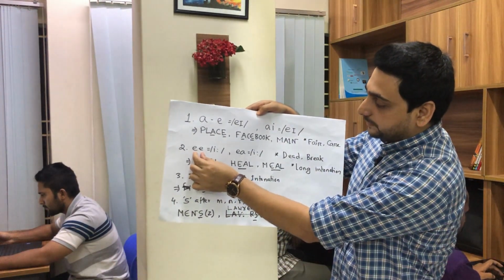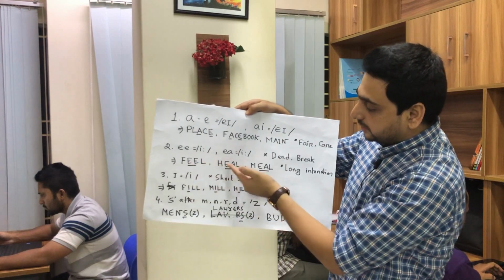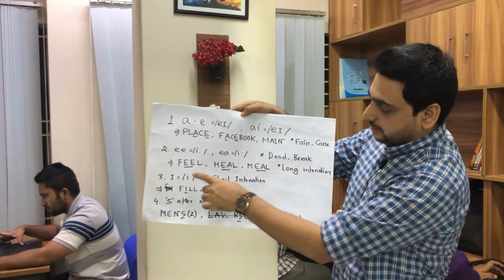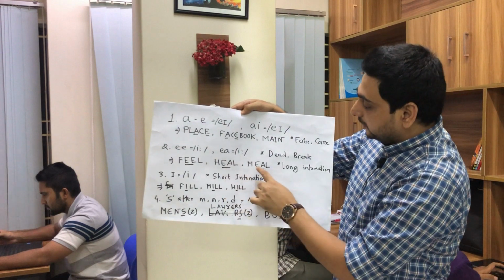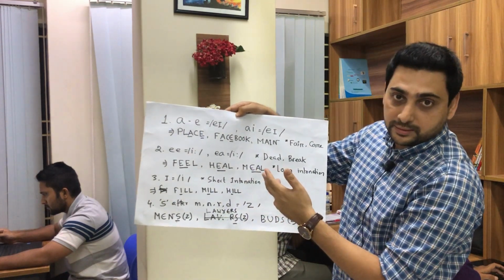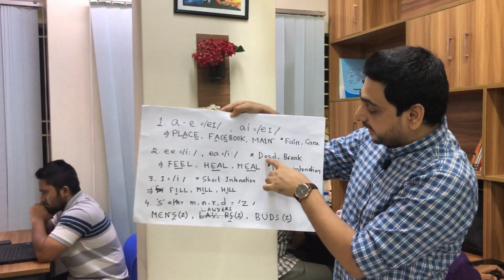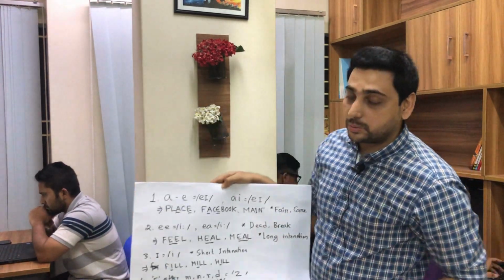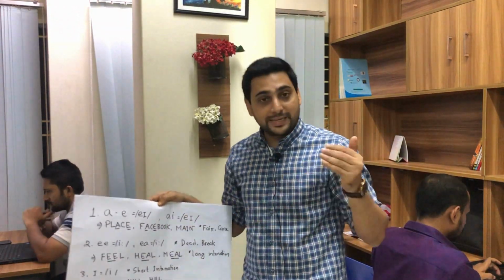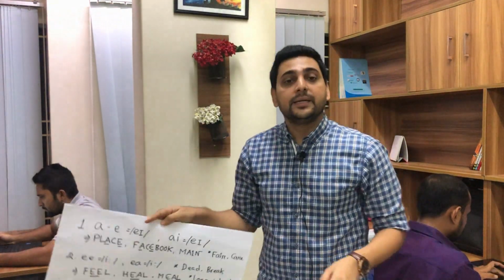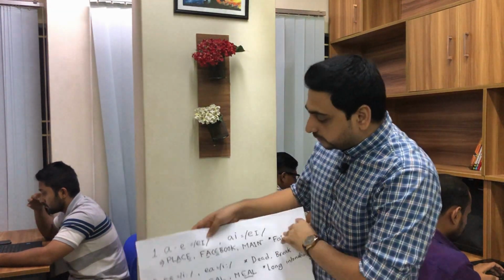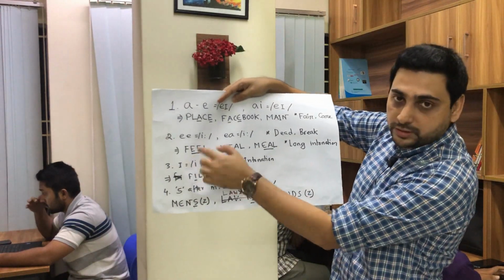If there is double E in the middle or EA, the intonation is long intonation. Feel, heal, meal. You cannot say fill. That's a short intonation. Exceptions are there always, like words like dead, break, they don't come with the sound E. But whenever you have a E sound with double E and EA, it should always be a long intonation. Long. Feel. Meal, heal.